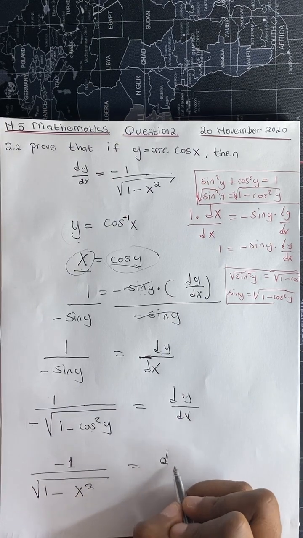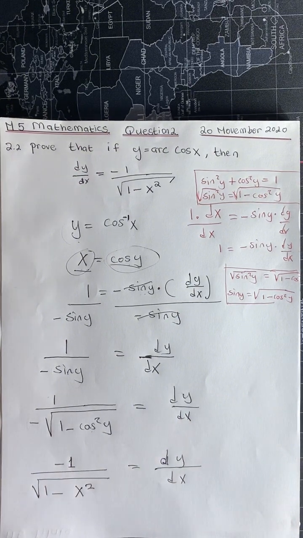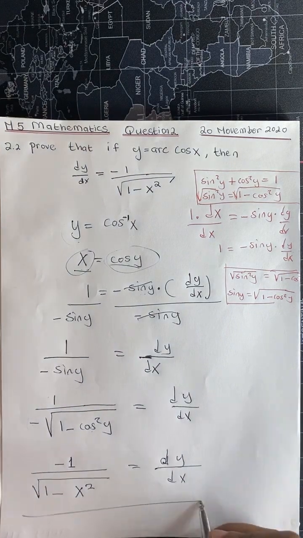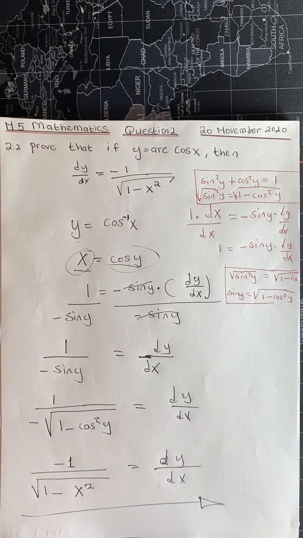So dy over dx is equal to negative 1 over the square root of 1 minus x squared. So we have successfully proved that dy over dx is equal to that.